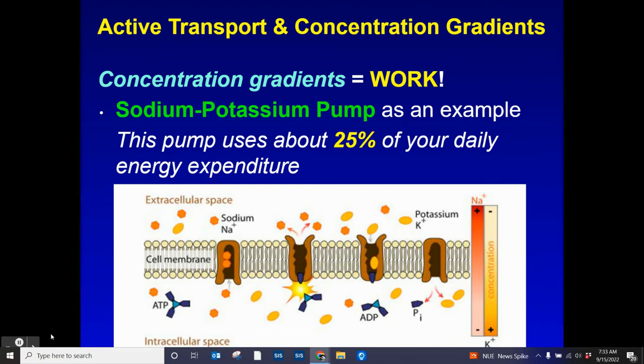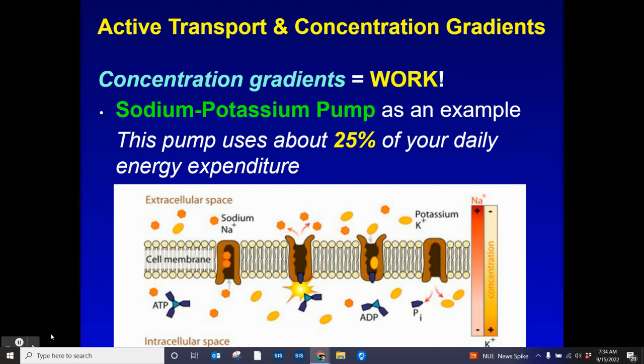One of the most important transport proteins involved in creating these concentration gradients is the sodium-potassium pump. This pump can be found in a variety of cell types, specifically in neurons and also in cells that line your intestine. Basically, it's found in all cell types. About 25% of your daily energy expenditure goes just to powering these pumps.